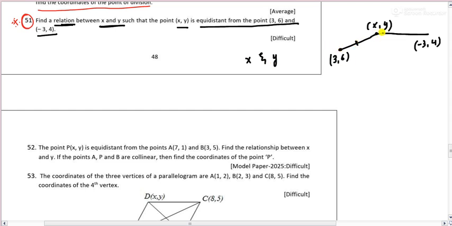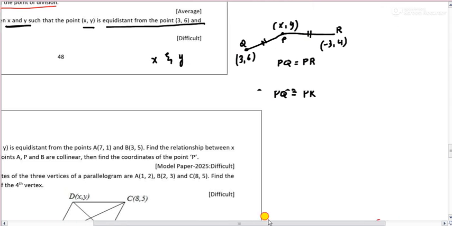Means if I name this as P, this as Q, this as R, then as per the question, PQ should be equal to PR. Understood? Yes, so this is the concept. Equidistant. You need to find PQ first using the distance formula, then PR using the distance formula again.